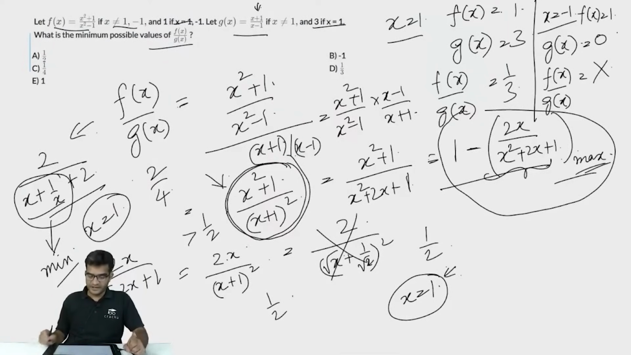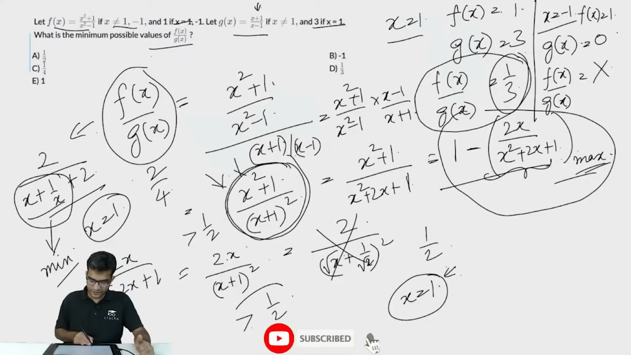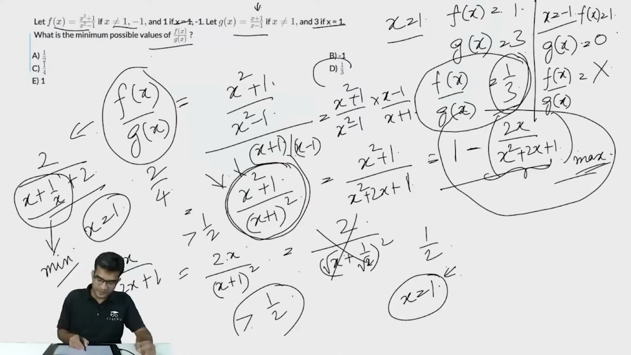But notice that this is not the value of f of x by g of x when x is equal to 1. Because when x is equal to 1, f of x is not defined. And we know that when x is equal to 1, the value of f of x by g of x is 1 by 3. And at all the remaining values of x, the value of f of x by g of x is greater than 1 by 2. Therefore, the minimum value of f of x by g of x occurs when x is equal to 1 and it is equal to 1 by 3. So the correct answer is option D.